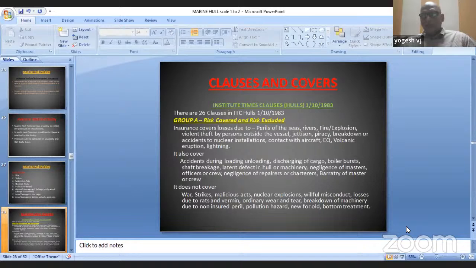It also covers accidents during loading and unloading, not to the cargo, to the vessel only. Discharging of cargo. Cargo ko jo loss hoega wo nahi. Vessel ko jo loss hoega wo. Boiler bursts, shaft breakage, latent defects in hull and machinery, negligence of master. See, latent defects is not covered in engineering, if you have studied engineering. Yahan pe covered hai. Negligence of masters, officers or crew. Negligence of repairers or charterers.